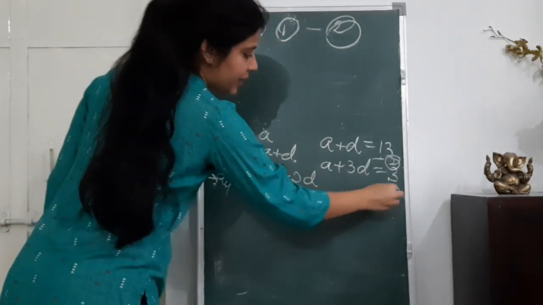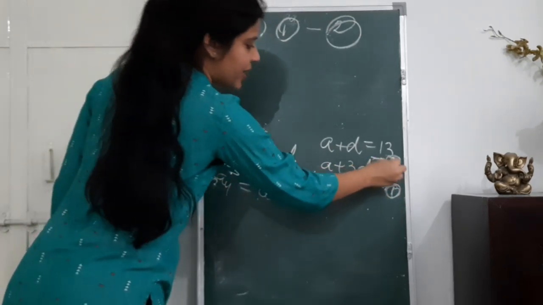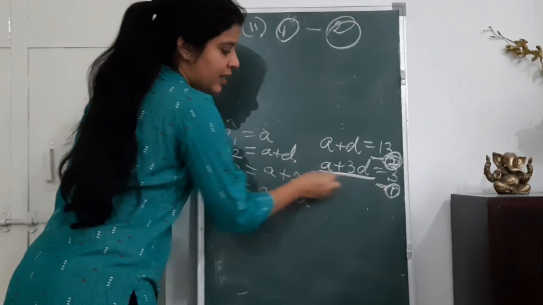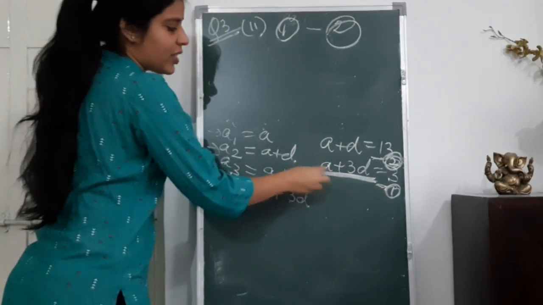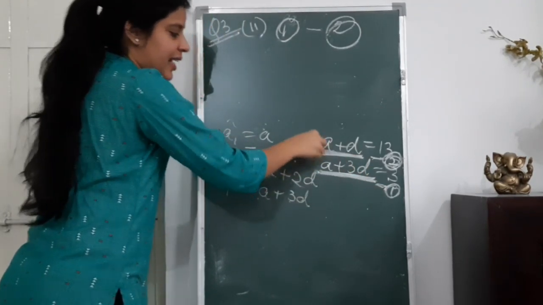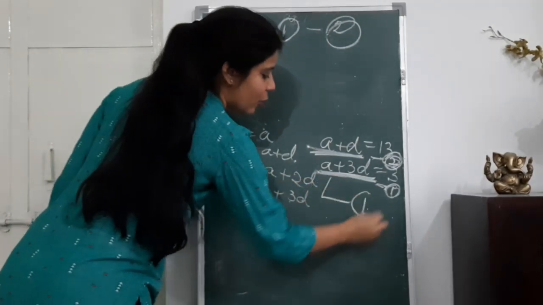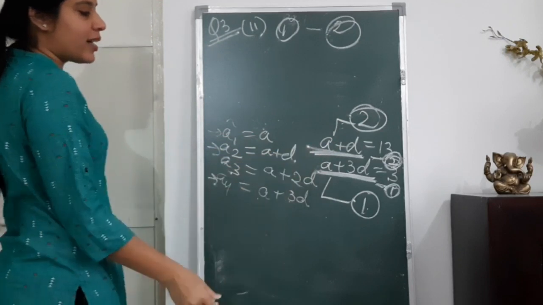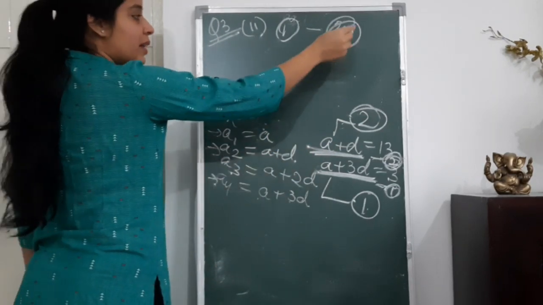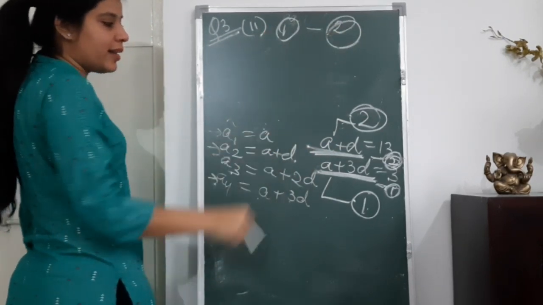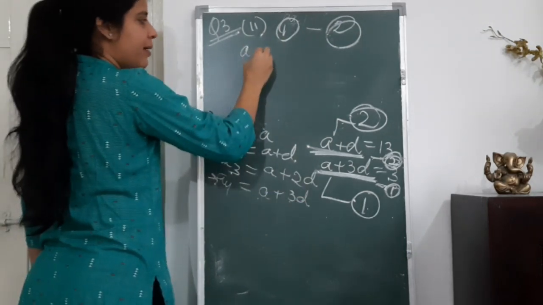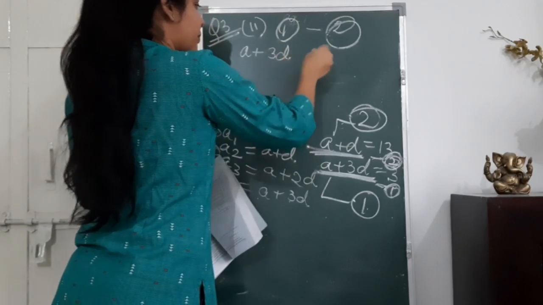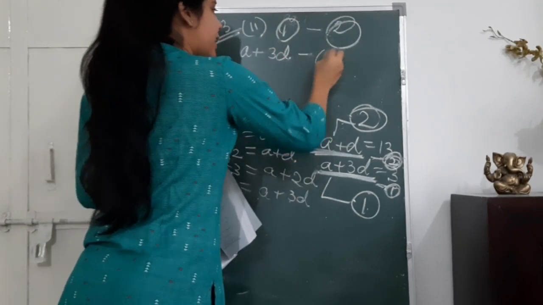Right, because I have written this as first equation and I have mentioned this as second equation. So please don't get confused. I am mentioning this equation as first equation and this equation as second equation. Just clarifying so that you don't get confused. So this is how I am subtracting second from first. So I get a plus 3d minus a plus d.